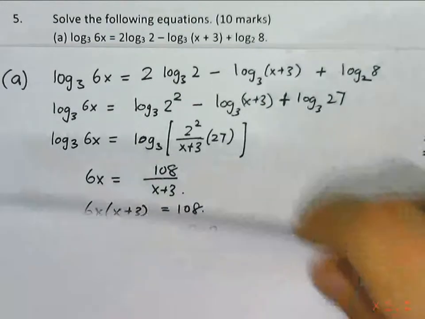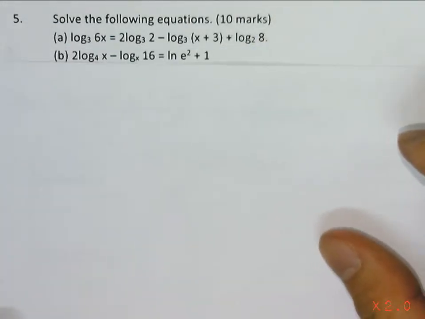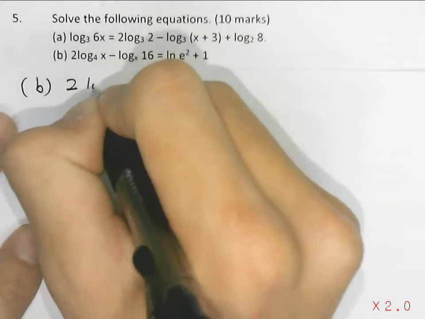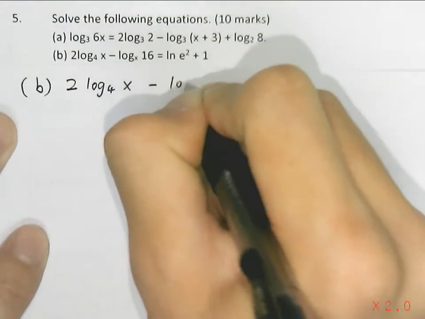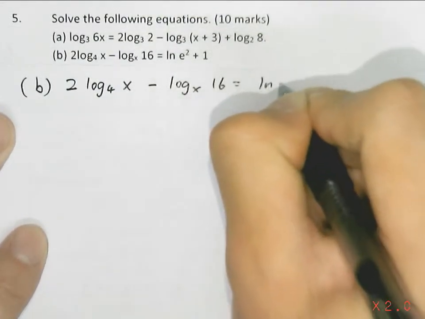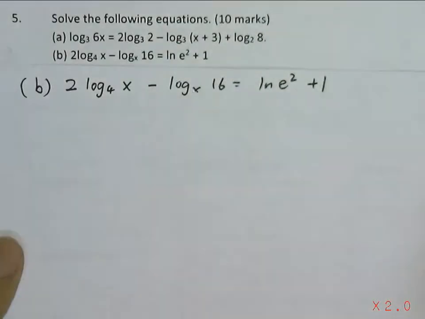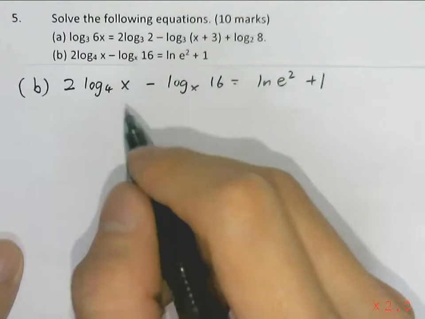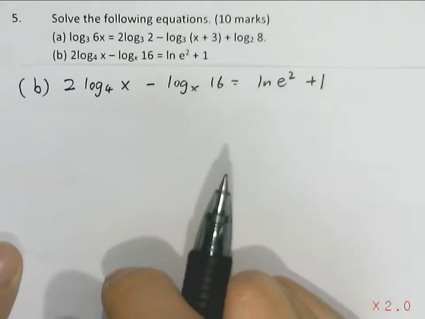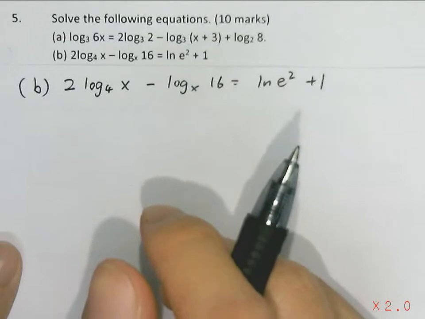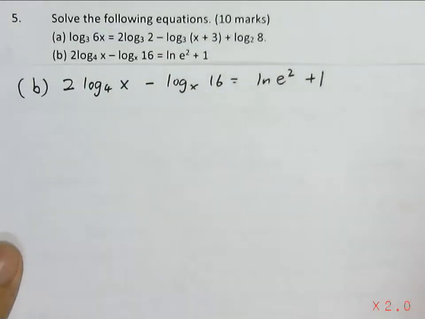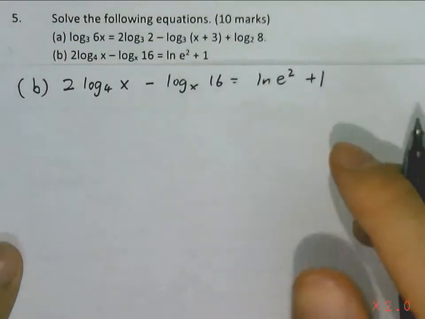Part B. Now similarly, we can follow part A's rule is just to combine them into a single logarithmic term, or we have to observe certain patterns in equations. So if a suitable substitution is possible, we can also choose to substitute.